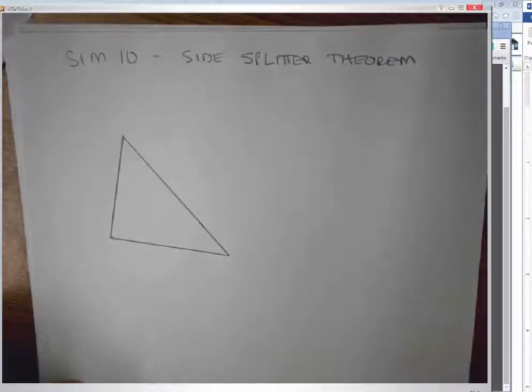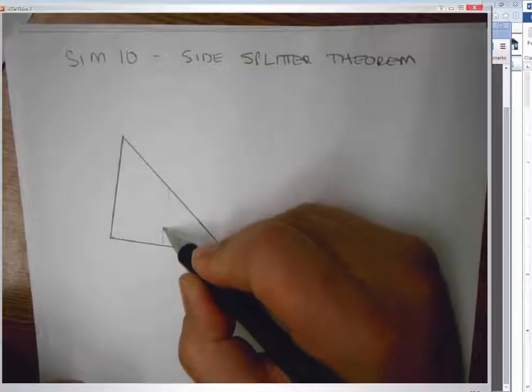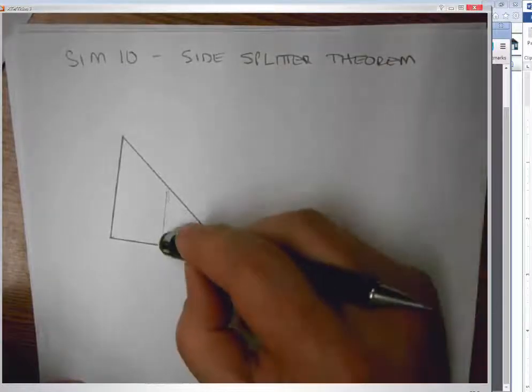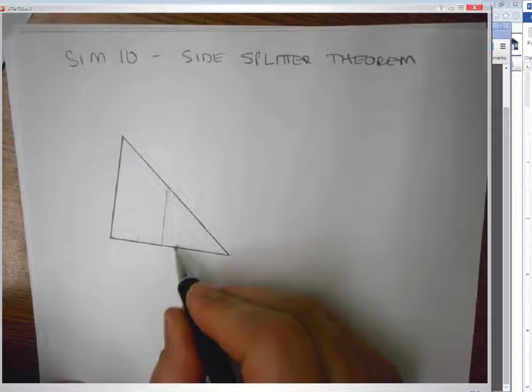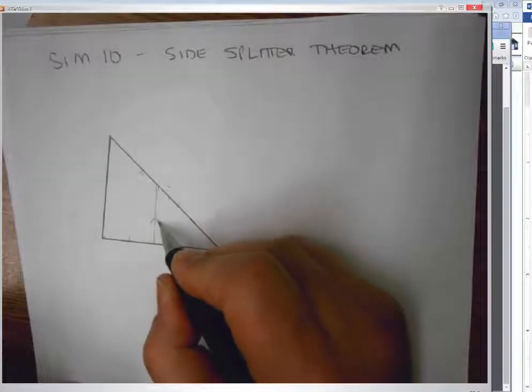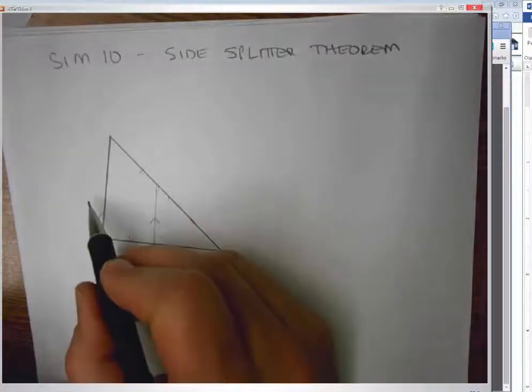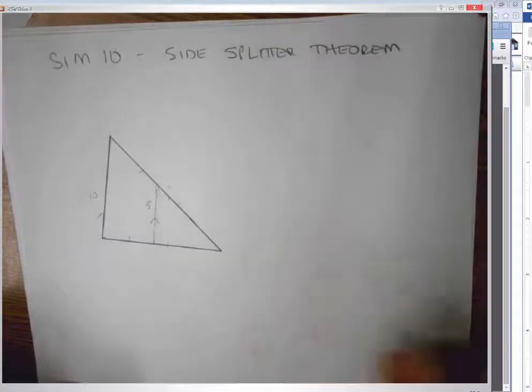Welcome back. Today we'll be talking about the side splitter theorem, a theorem in geometry that allows us to speak regarding similar triangles. You might remember we talked about a mid-segment, which is a segment that specifically connects the midpoints of two sides of a triangle. When we constructed this mid-segment, we produced a segment that is both parallel to the base and exactly 1/2 the length of the base.